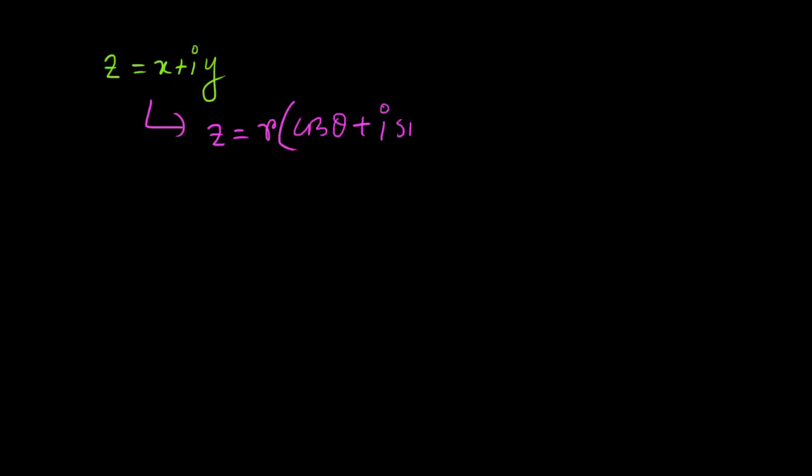So a complex number is z equals x plus iy. That is the basic form of a complex number. Now we can also express it in the modulus-argument form, which comes in handy, which is r, the modulus of z, times cos theta plus i sine theta. That is the basic form.